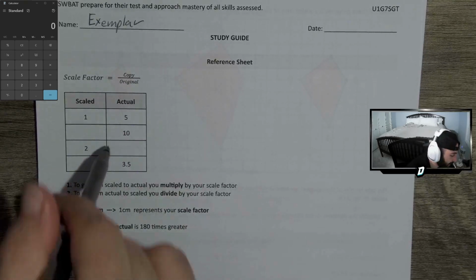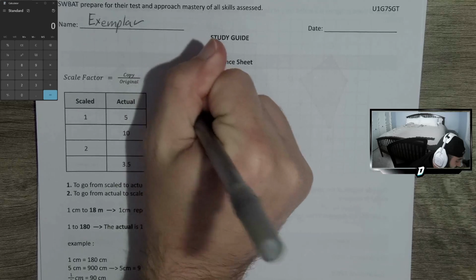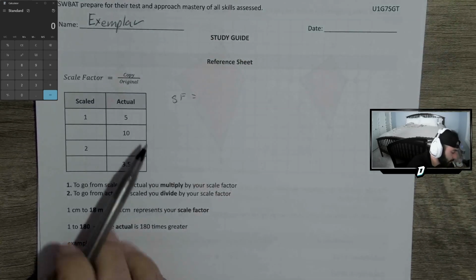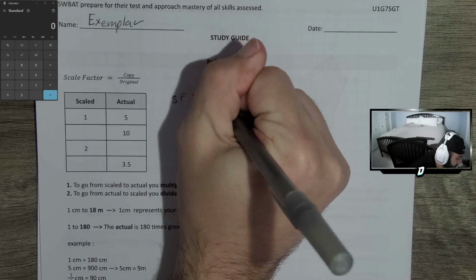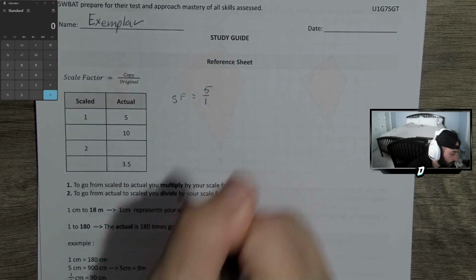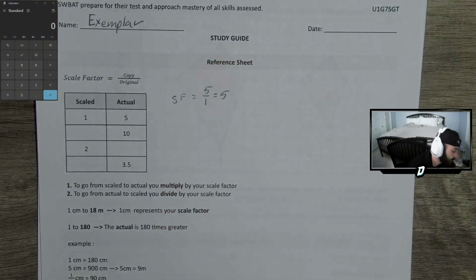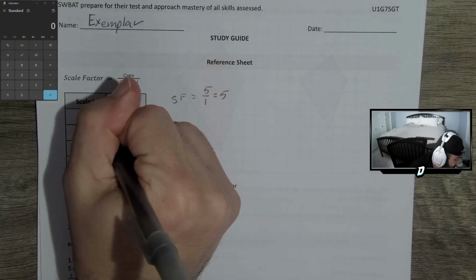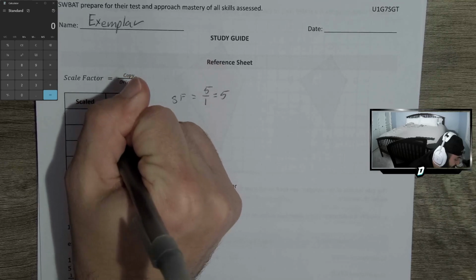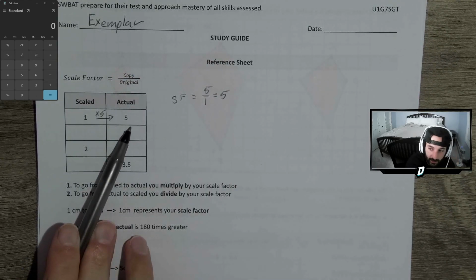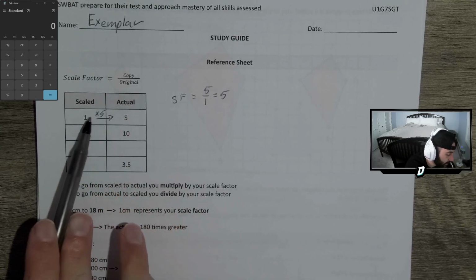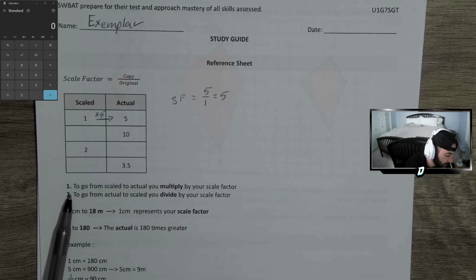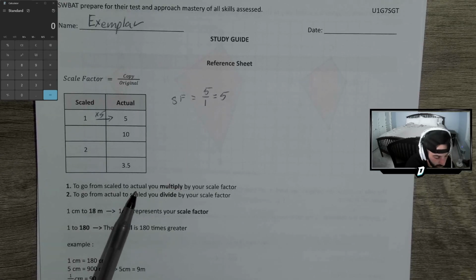So, basically, if we wanted to find our scale factor here, our scale factor is a ratio, right? And we can write it from our actual to our scaled as well. So it's a ratio of 5 over 1, which just means it's equal to 5. And so that means if I do 1 times 5, my scale factor, I get to my actual. So how I go from my scale to my actual is by multiplying by our scale factor. To go from your scale to your actual, you multiply by your scale factor.